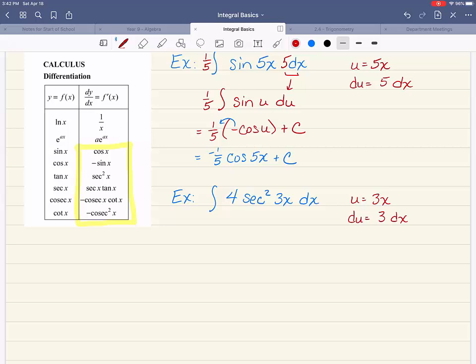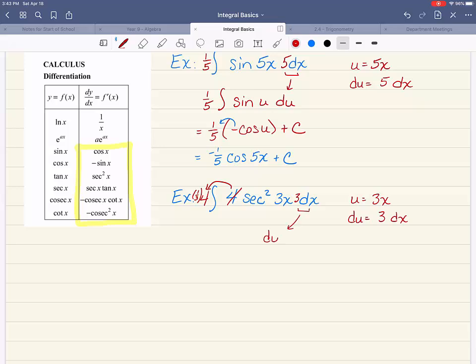So I need a 3, but I have a 4. And I really don't want to stop and think about what I need to multiply 4 by to get 3. I did this in a prior video. I'm just going to take the 4 out. I'm going to put the 3 in that I need, and then I'm going to put also a 1/3 out front with the 4. Now I have my du.